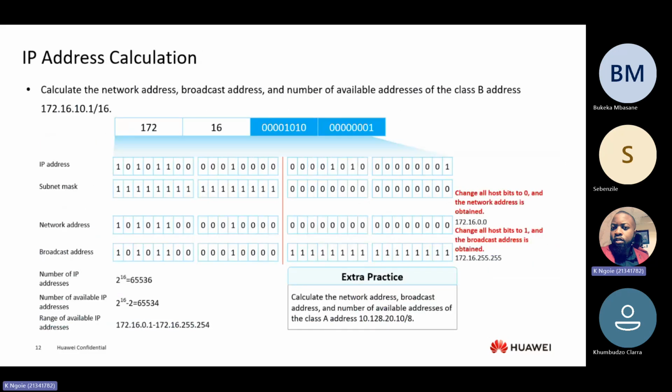Let's look at what we have here, where we have an example of an IP calculation. I hope you can all see. Once again, let me make sure I am recording this meeting. Okay, perfect.